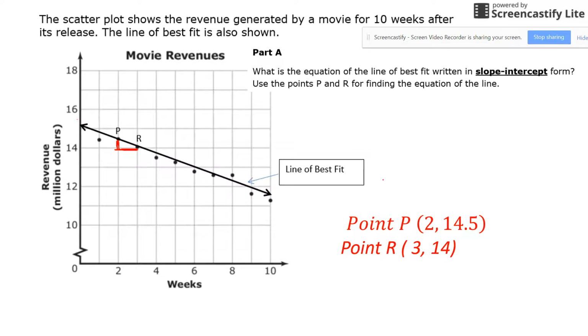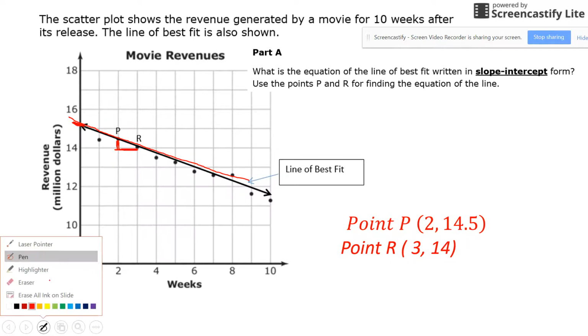Right away, I know a couple things. My y-intercept, if this is my line, is going to be somewhere between 15 and 16, and my slope should be negative. If that doesn't work out, then something's not right there.